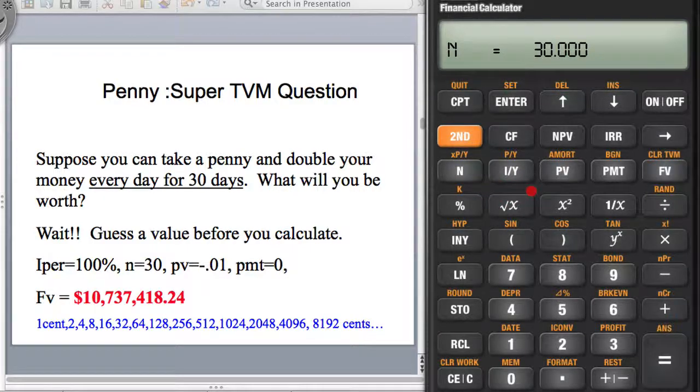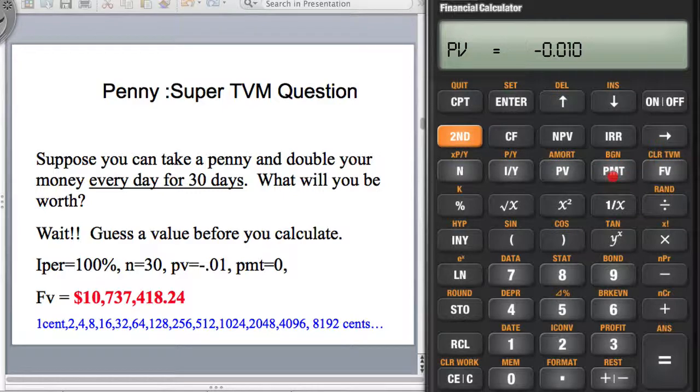What was your investment? What did you start with? You started with 1 cent. So 1 cent in dollars is 0.01. But because it's an investment or a deposit, this calculator requires that you enter it as a negative value. So that's negative 0.01. There's your present value.